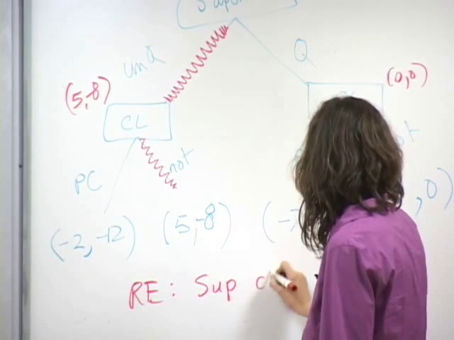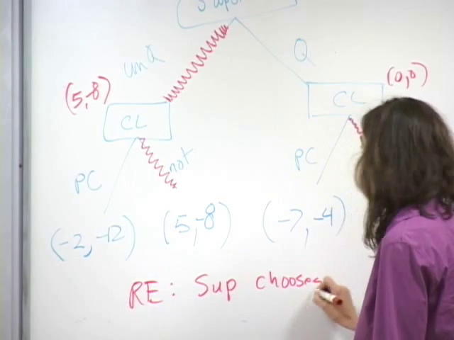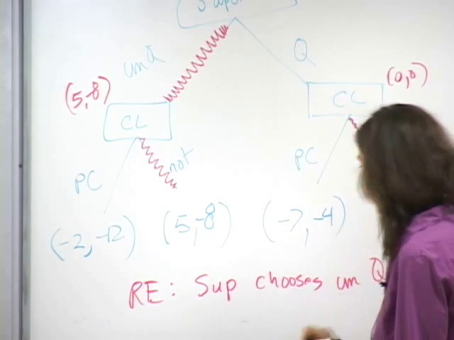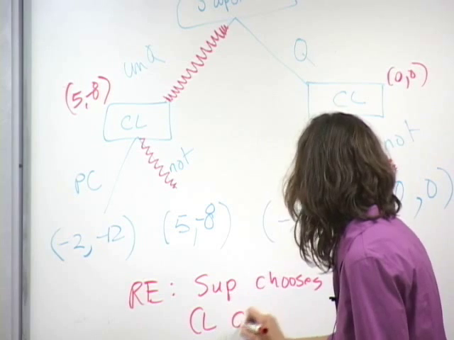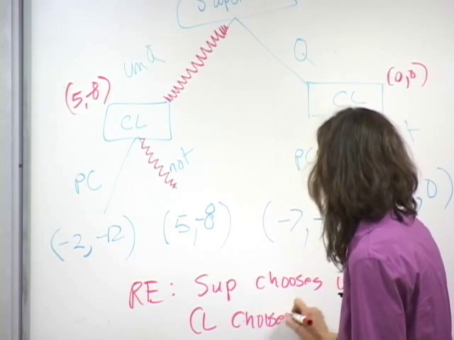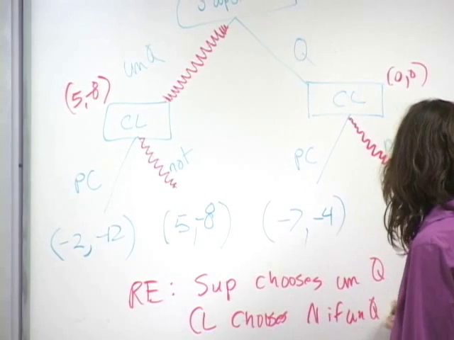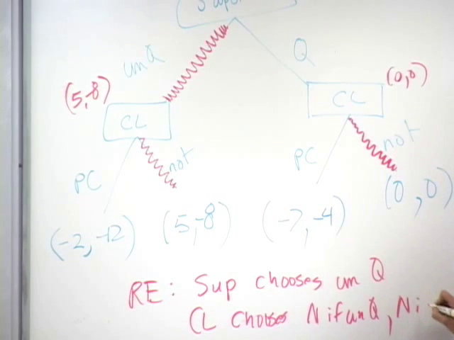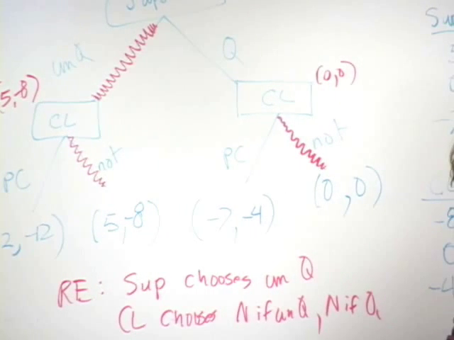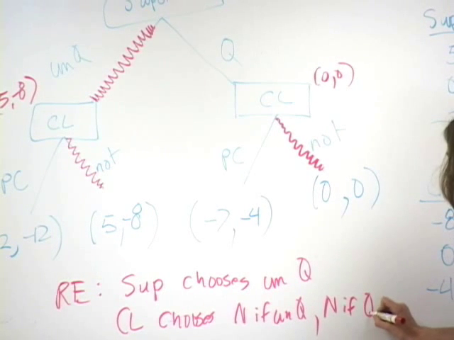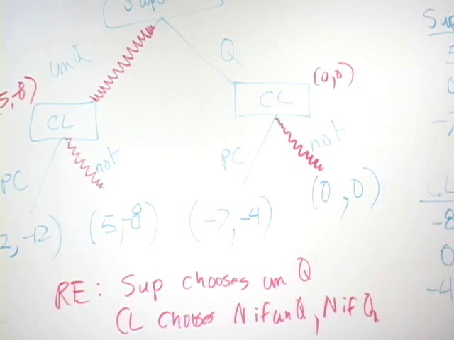superintendent chooses unqualified, community leader chooses not if unqualified, not if qualified. This version of the game had sort of a grim moral to it, not an unrealistic one.